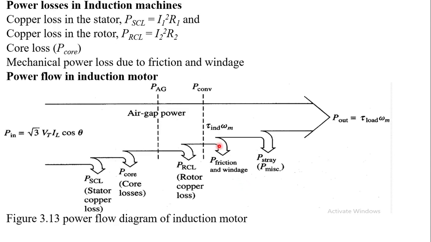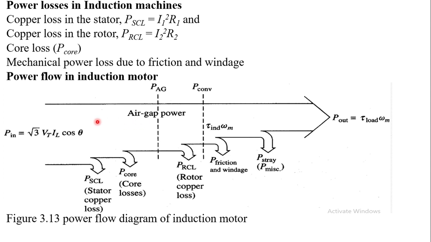After that, there are different types of loss occurring in an induction machine, because the rotor is free to rotate. There are friction plus windage losses, or mechanical losses, and there are different types of loss: stator copper loss, rotor copper loss and core loss. This core loss can be subdivided into eddy current loss and hysteresis loss. Now to calculate all these losses, we can draw the power flow diagram of the induction motor and determine them from this diagram.